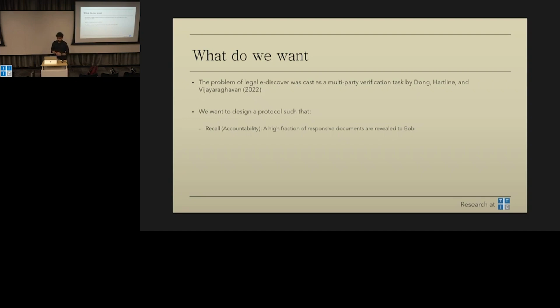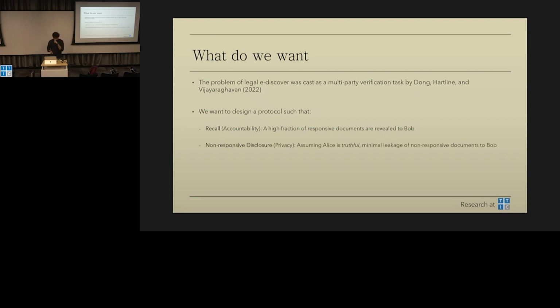So we want recall. We want to say that a high fraction of responsive documents are learned by Bob once the protocol is run. This is not contingent on Alice's behavior. Alice can try to hide critical documents which might incriminate her, right? But despite that, we should have high recall.